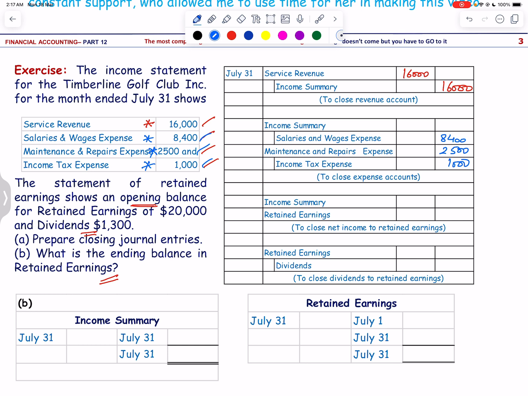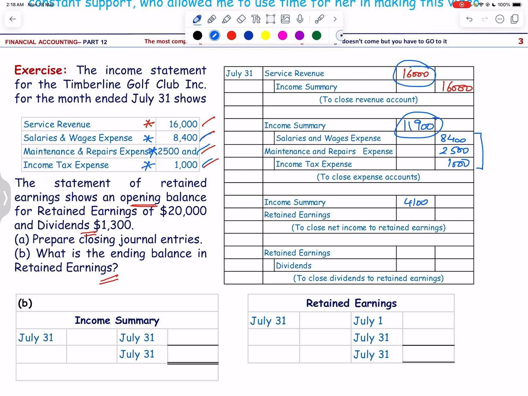Next, we are going to close the income summary account, and to close it we know that the total revenue is 16,000 and the total expenses is 11,900, so the difference is 4,100. So income summary is going to be closed by debiting it by 4,100 and retained earnings is going to be credited by 4,100.